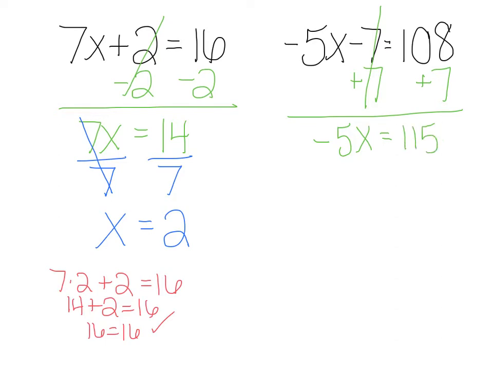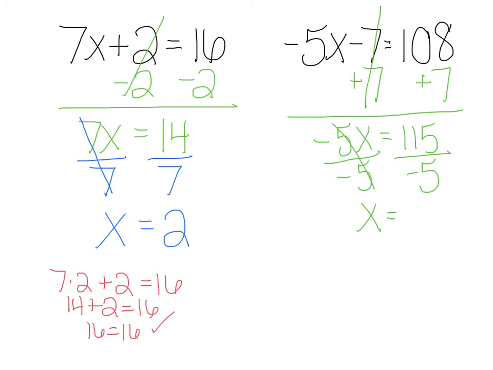Now I have a one-step equation. I've got multiplication, so I need to get rid of it by division. I'm going to divide by negative 5, and what I do on one side, I do on the other. These are going to cancel out, and we have x equals 115 divided by negative 5.